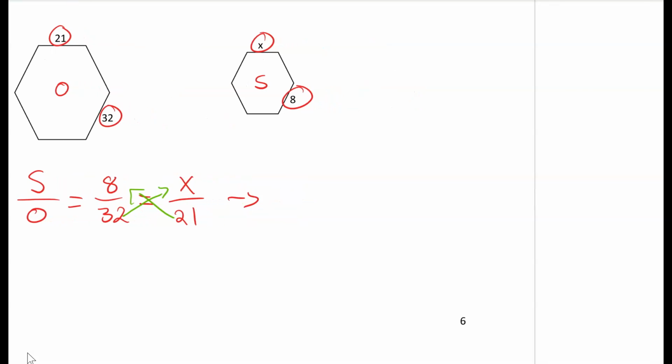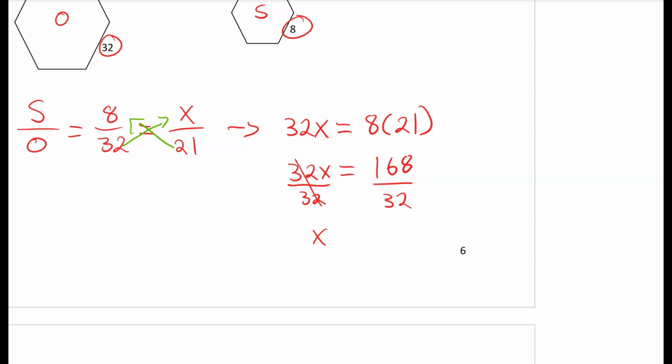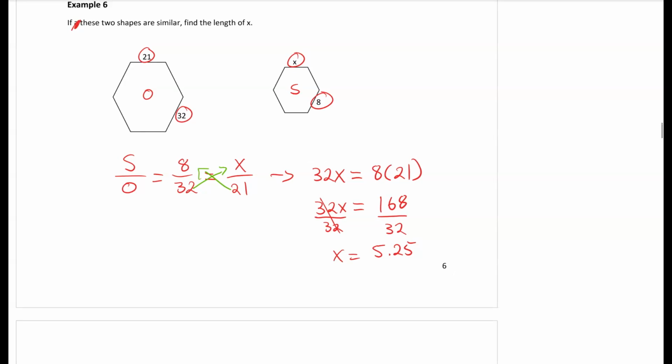If we cross multiply, we get 32x is equal to 8 multiplied by 21. We need to do the 8 multiplied by 21, so we have 32x equals 168, and then we need to isolate x, so we divide by 32 and divide by 32 on the other side to cancel it off on our left-hand side, and we'd get x equals 5.25. And there's no measurement or unit of measure given, so we just leave it as that for our final answer.